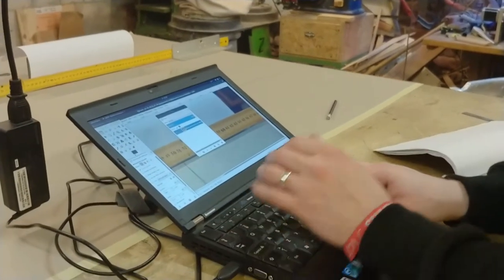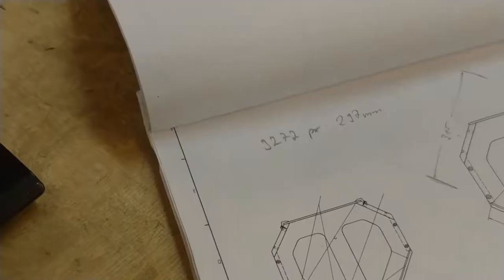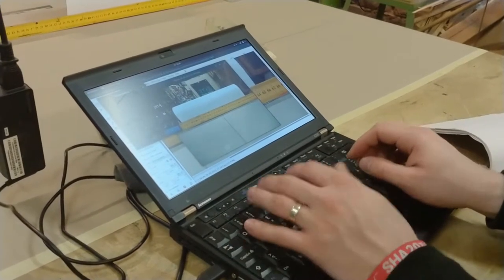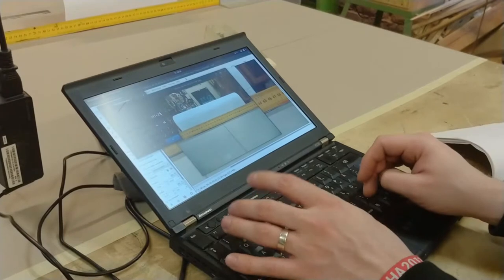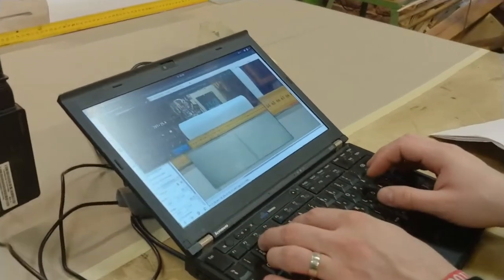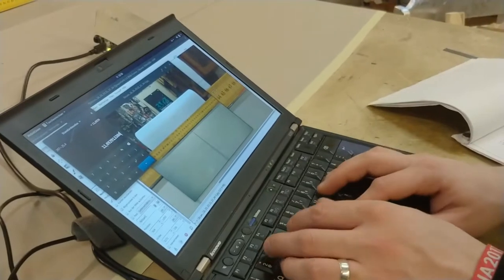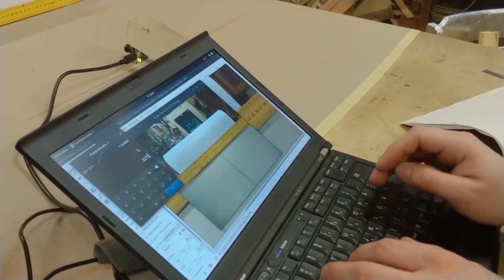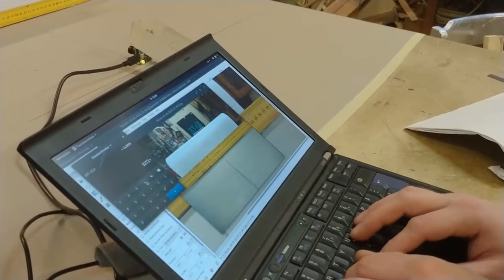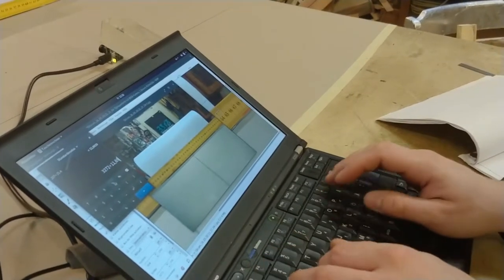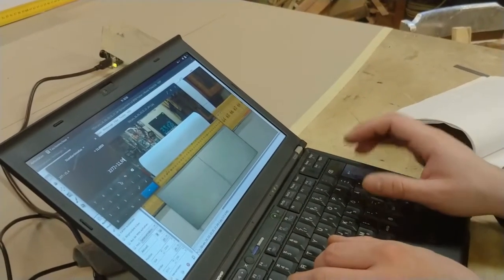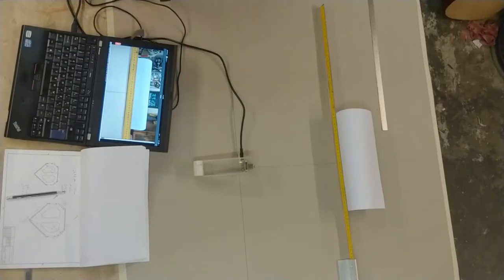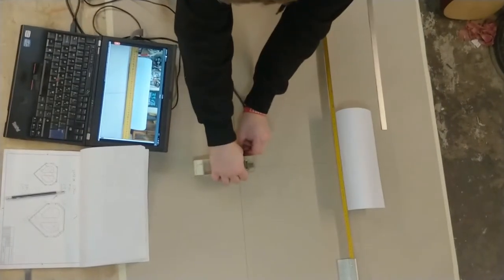Okay, that's 3,272 pixels. Let's open a calculator. We have the 297 millimeters divided by 25.4, because that's roughly an inch. So this is actually 11.69 inches. Now let's take the 3,272 pixels divided by 11.69 inches, and we should arrive at the DPI, which is 279 dots per inch. Let's move this closer so we get more of the picture.